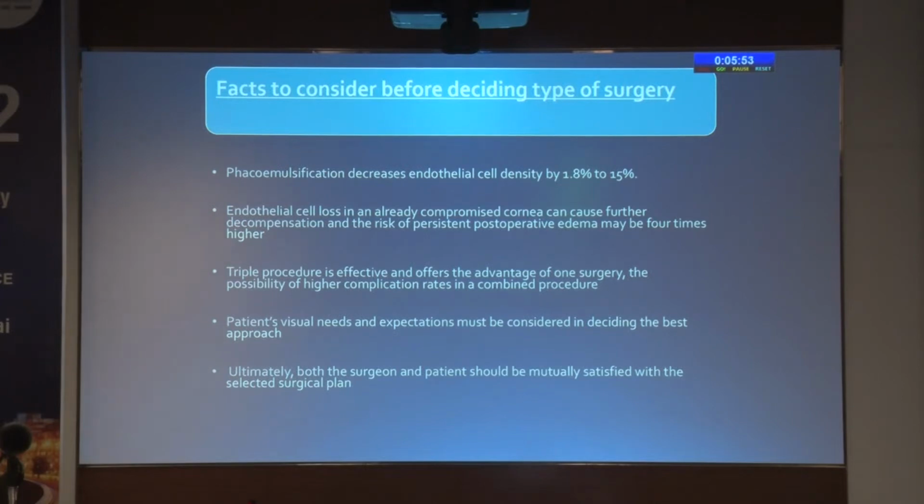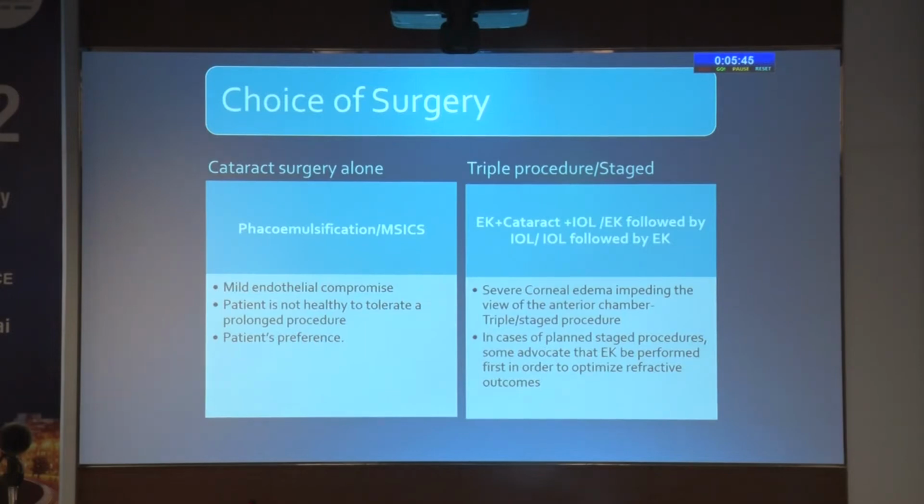Finally, the patient's visual need and expectations should be considered, and both surgeon and patient should be mutually satisfied with the selected surgical plan. As far as the choice of surgery is concerned, when we are doing a cataract surgery alone, we can do phaco or small incision cataract surgery in cases where there is mild endothelial compromise and the patient is not healthy enough to tolerate a prolonged procedure. With severe corneal edema, definitely when the view is not clear, we have to either go for a triple or a staged procedure.